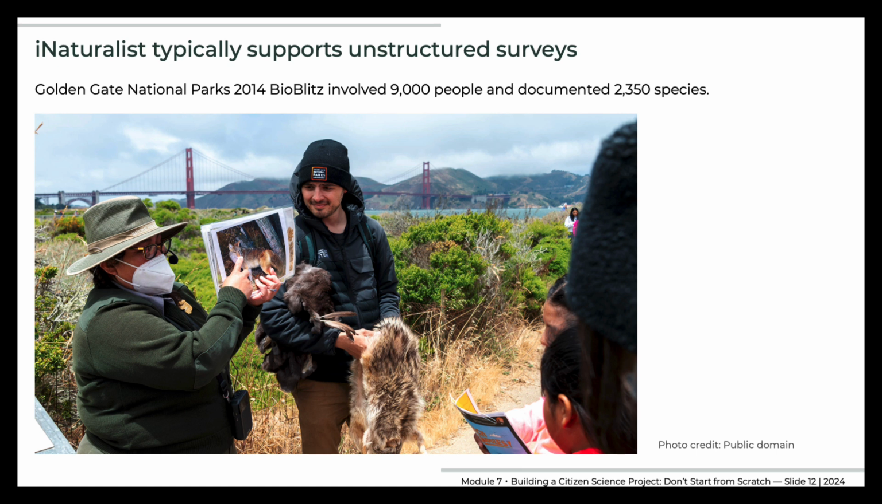One massive iNaturalist-based bioblitz took place on March 28th and 29th, 2014, within the 80,000 acres of the Golden Gate National Parks, which includes the Golden Gate National Recreation Area, Muir Woods National Monument, and Fort Point National Historic Site. The event was a collaboration between the National Park Service, the Golden Gate National Parks Conservancy, the Presidio Trust, and National Geographic. For this event, 9,000 participants documented 2,350 species, which were recorded in the iNaturalist database.